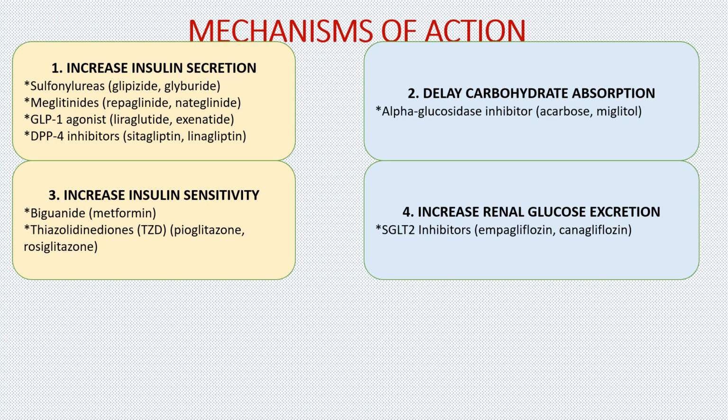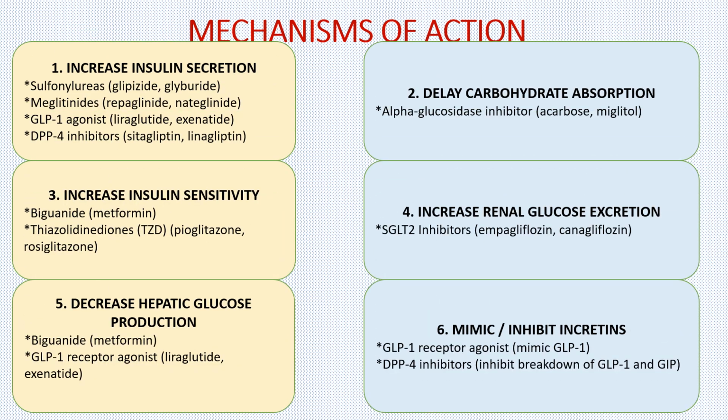Then the fourth one is it increases renal glucose excretion. Now, this medication promotes glucose loss in the urine by blocking reabsorption in the kidney. So an example is the SGLT2 inhibitor. The fifth one is it decreases hepatic glucose production. So this medication reduces the amount of glucose produced by the liver. So an example here, we have the biguanide and the GLP-1 receptor agonist.